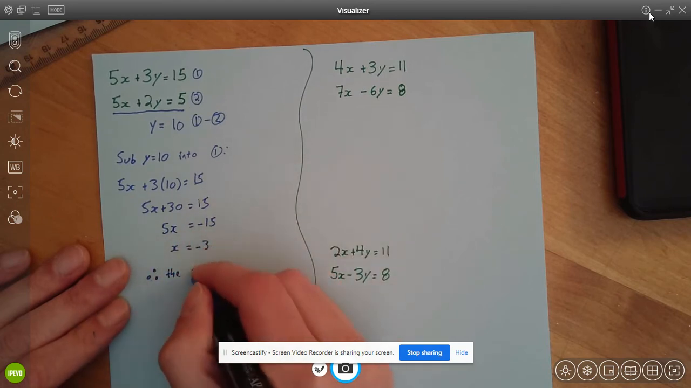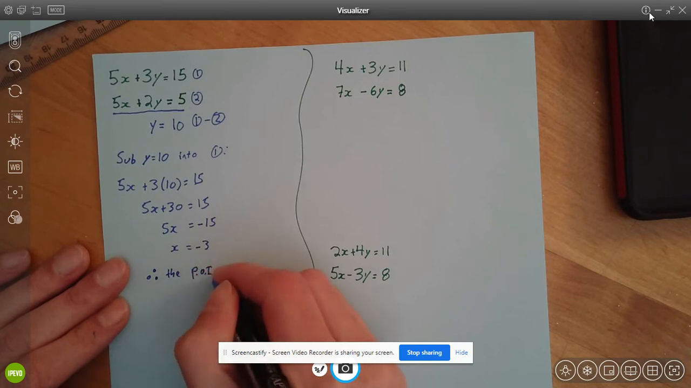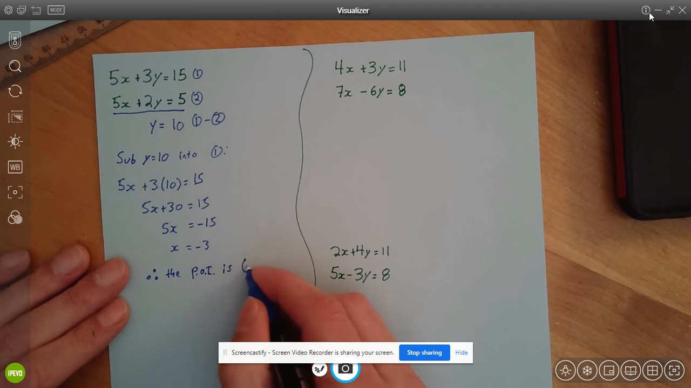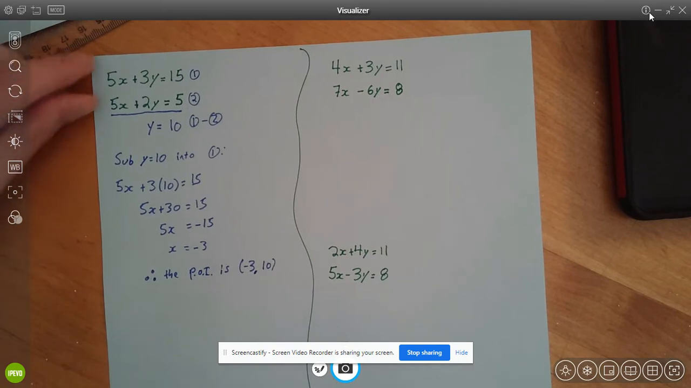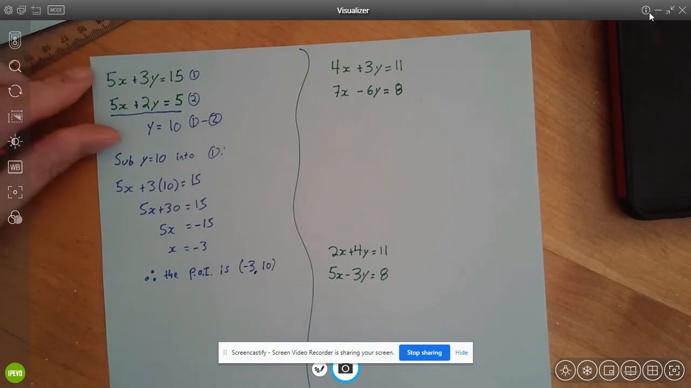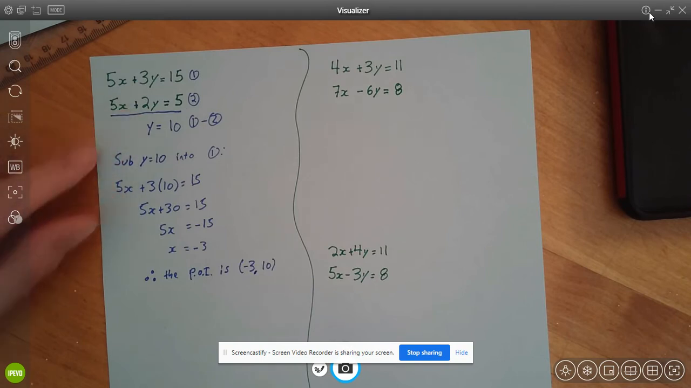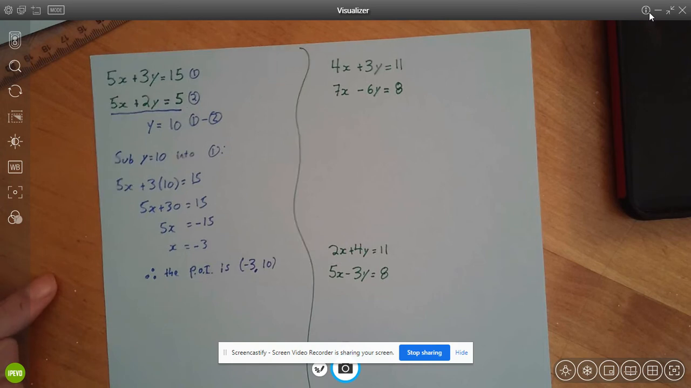And again, we're always finding a POI. In this case, our POI is (negative 3, 10). X comes first, and then y. So that's the elimination method. I'm going to add or subtract the equations together to eliminate one of the variables. Then I can solve for the other variable, and then the rest is the same. I plug it back into either of the equations to get the other half of my coordinate pair.